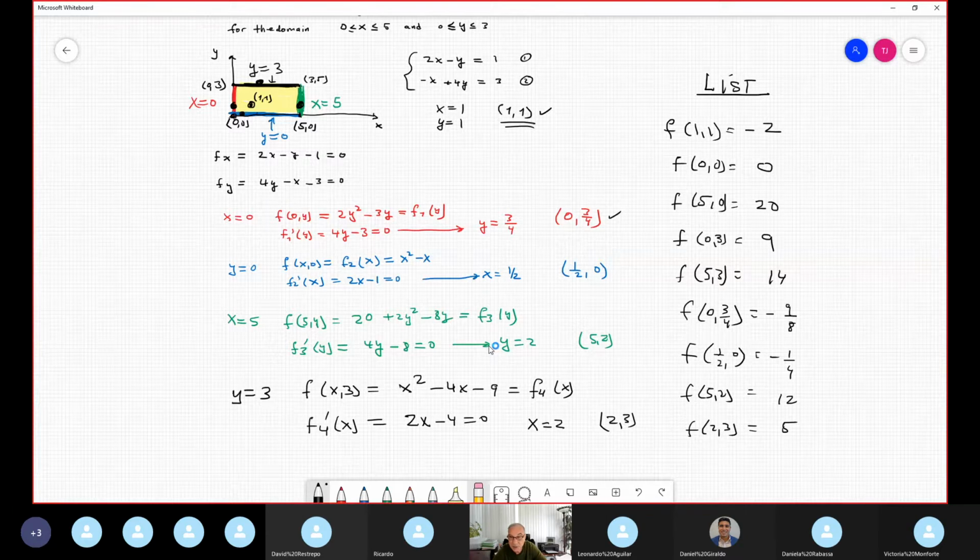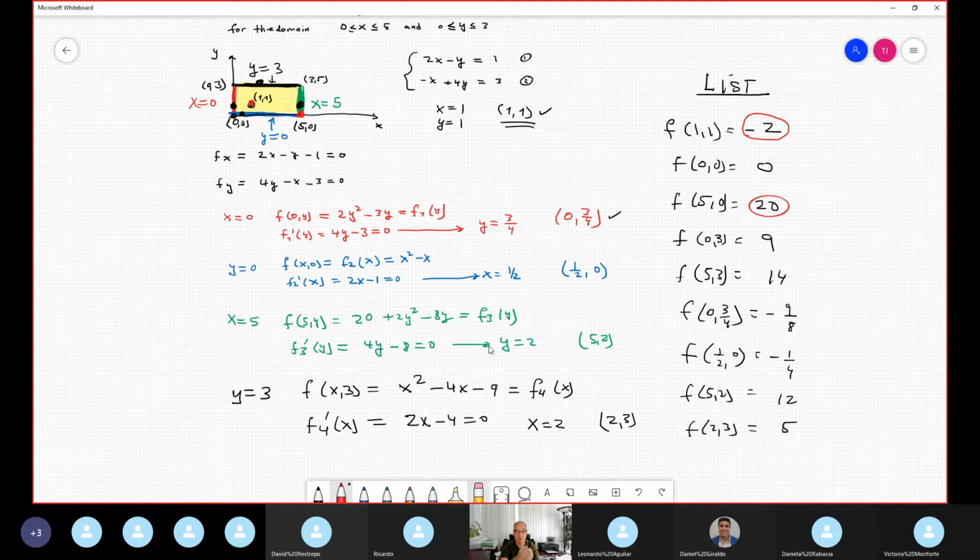Okay, so what is the global maximum? Well, I suppose the global maximum is this, 20, and it occurs at the point (5, 0) here. This is the maximum here. And what is the global minimum? Well, negative 2, and it occurs at the point (1, 1), here. End of story.